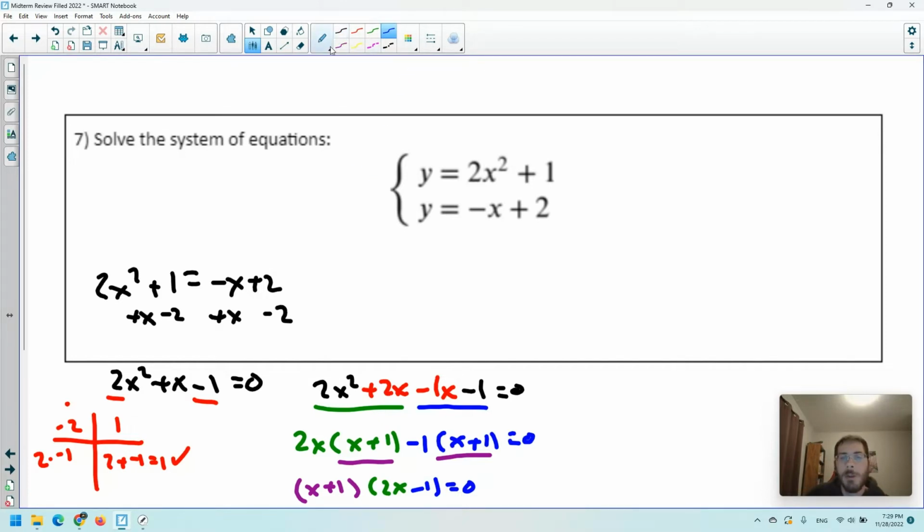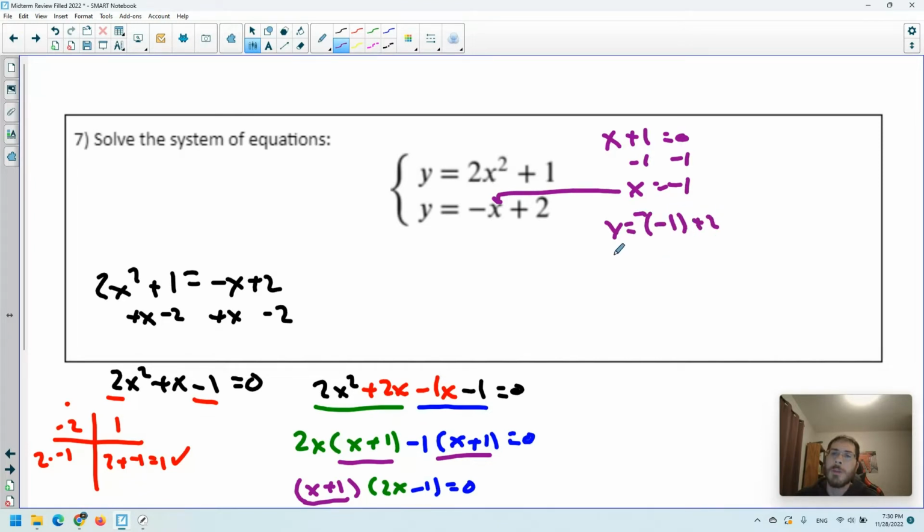I definitely feel like I made the wrong choice. I feel like the graphing would have been better here. But we're already here, so we may as well keep going. So I'm going to take this x plus 1, and now what I need to do is x plus 1 is equal to 0. So minus 1 both sides. X equals negative 1. And now that I've got x, I need to plug it in to get y. So y equals negative 1 plus 2. So y equals 1 plus 2. Y equals 3. So I finally get an answer: negative 1, 3.